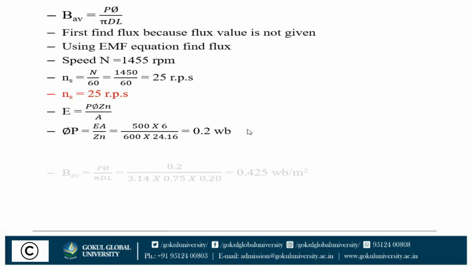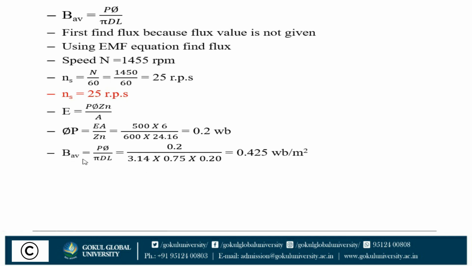0.2 Weber. So Bav is equal to P phi divided by pi D L. So what is the value of P phi? 0.2 Weber. So 0.2 divided by pi D and L. So what is the value? 0.425 Weber per meter square. So that is the final answer of Bav.